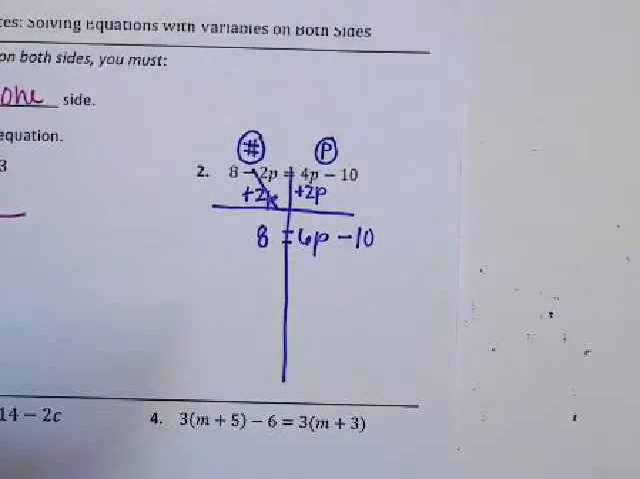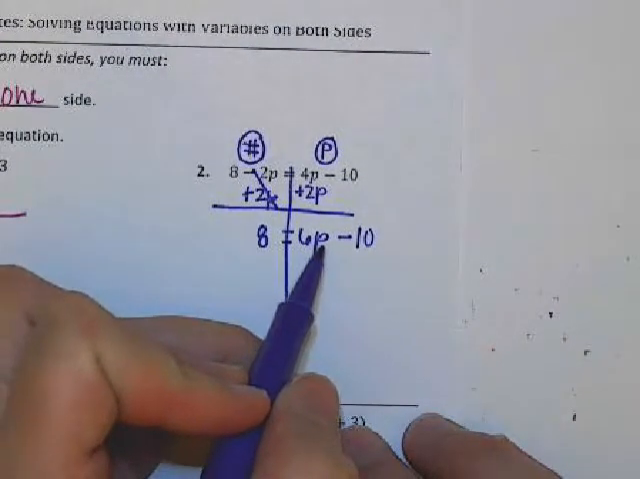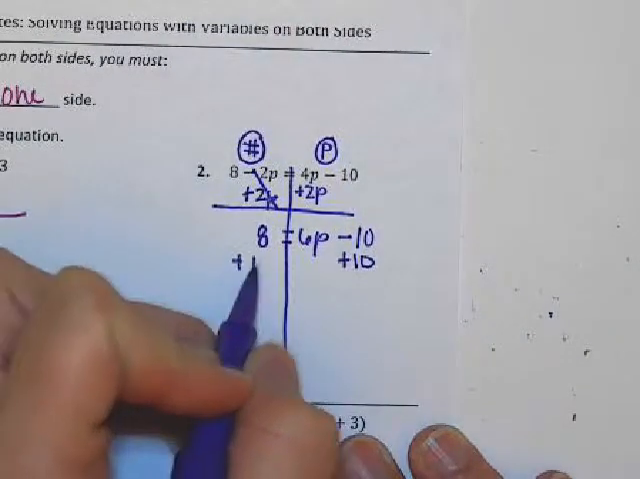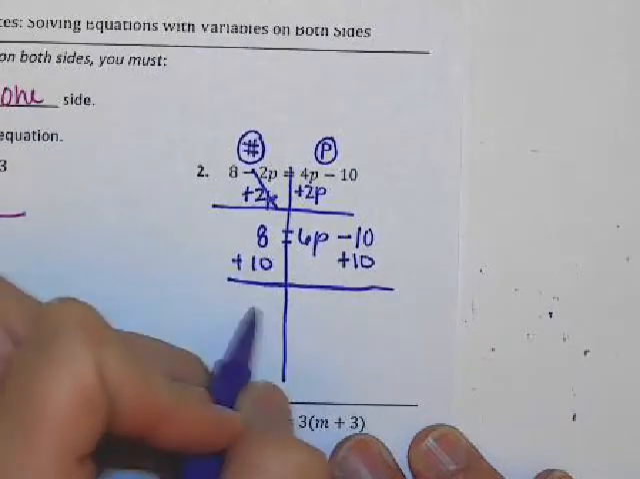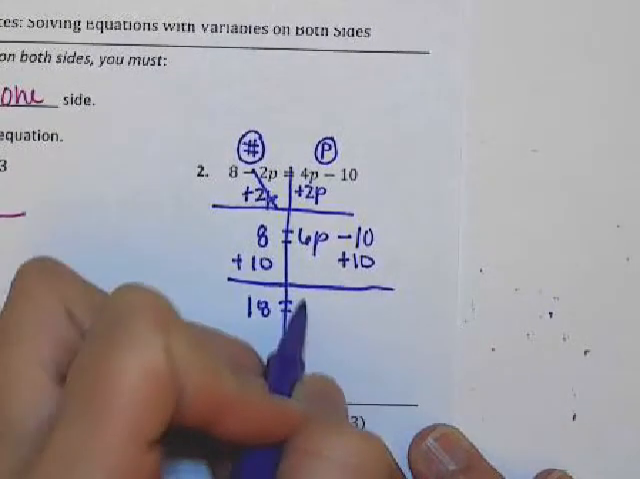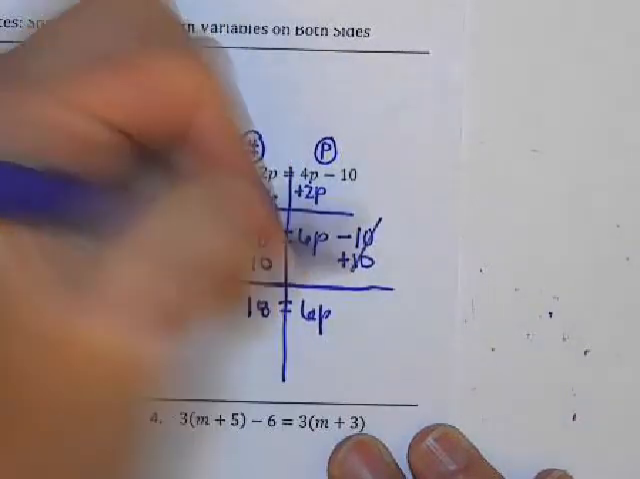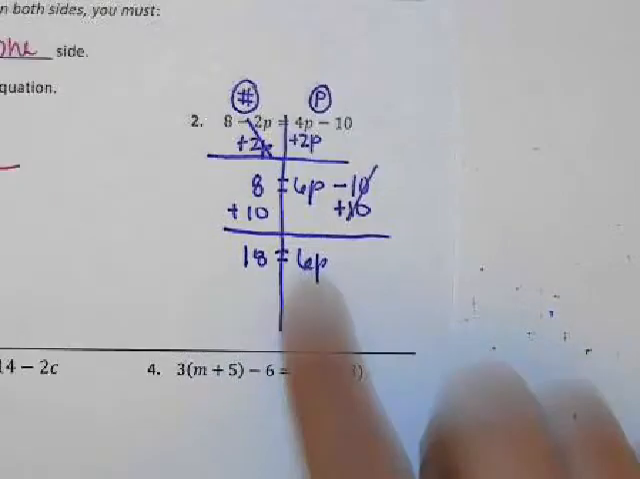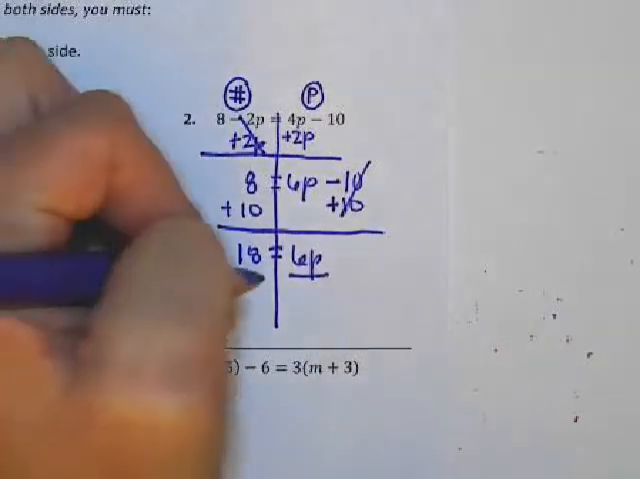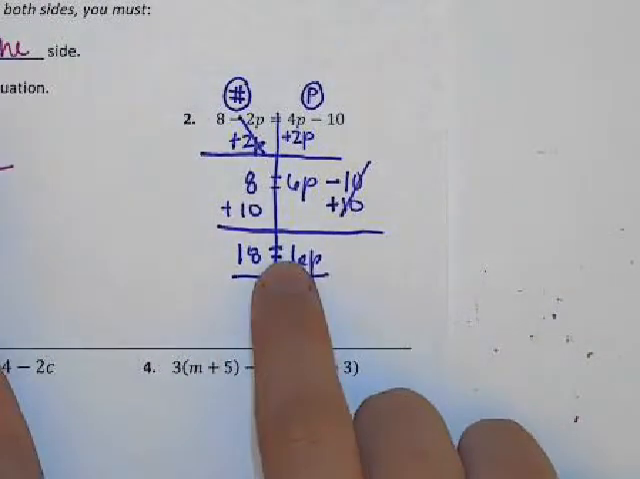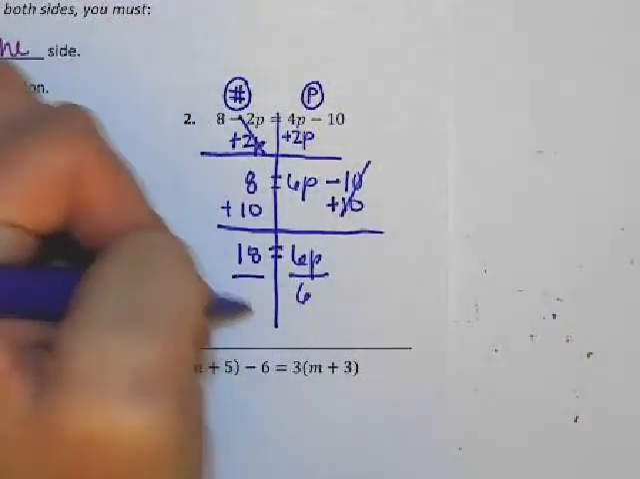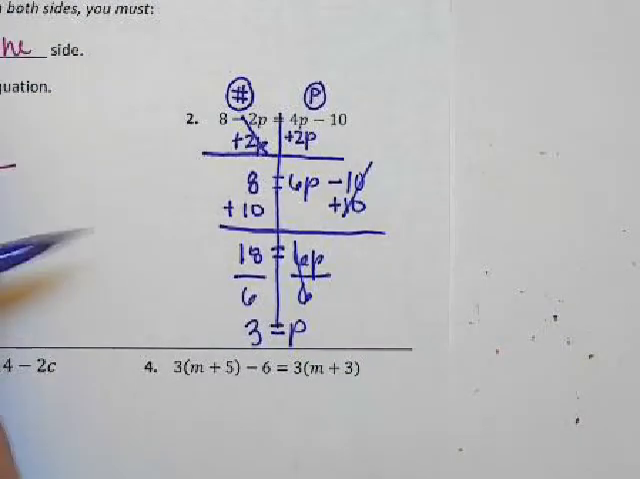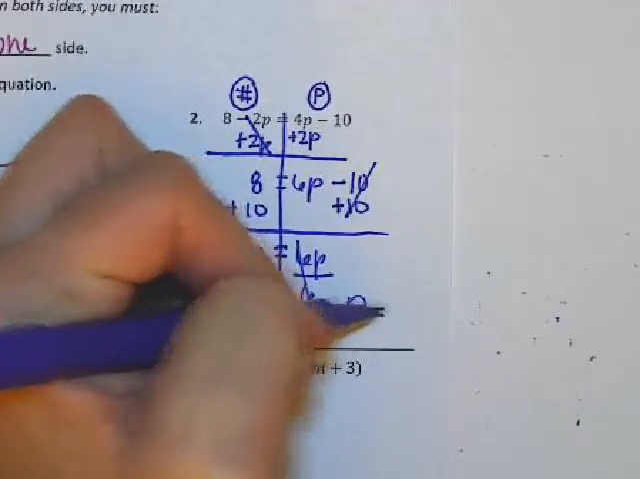All right, find your variable p. What's being added or subtracted? The 10. So I need to do the opposite, add 10 to both sides. 8 plus 10 is 18 equals 6p, and my 10's cancel. And then you divide that by 6. Now these are being multiplied, so I got to divide, and I want to divide by the number I'm trying to get rid of, which is the 6. So I got to divide by 6 on each side. 3 equals p. Can that be my answer? No. Rewrite it with p first.